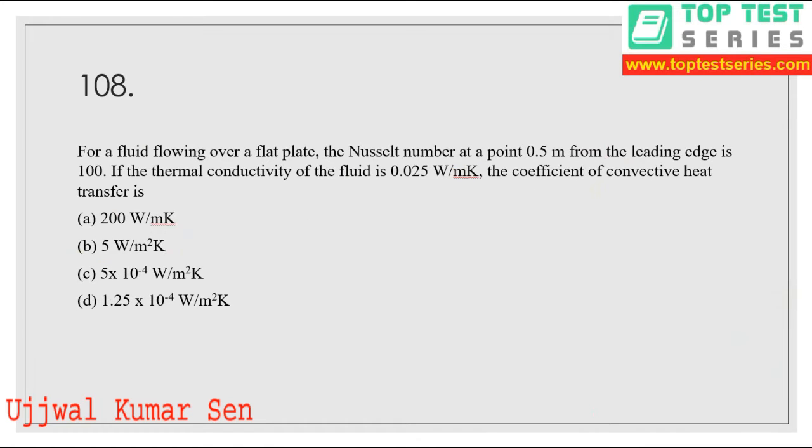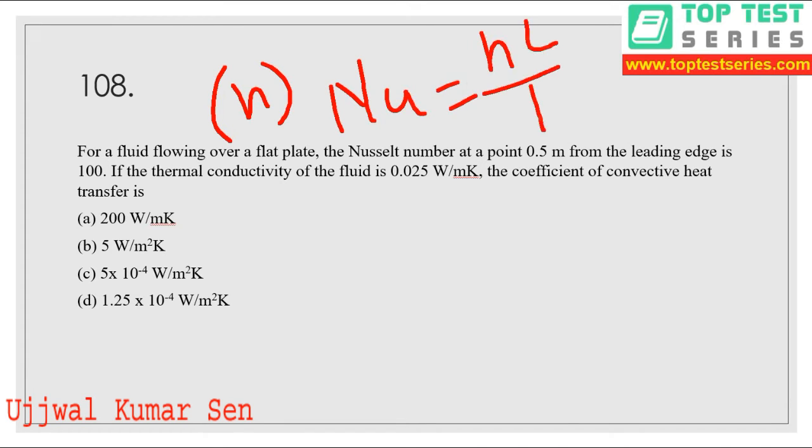Question number 108. For a fluid flowing over a flat plate, the Nusselt number at a point 0.5 meter from the leading edge is 100. If the thermal conductivity of the fluid is 0.025 watt per meter Kelvin, the coefficient of convective heat transfer is? So we have to find the coefficient of convective heat transfer, that means we have to find h. We know the Nusselt number Nu is equal to hL by k. We are given L as 0.5.